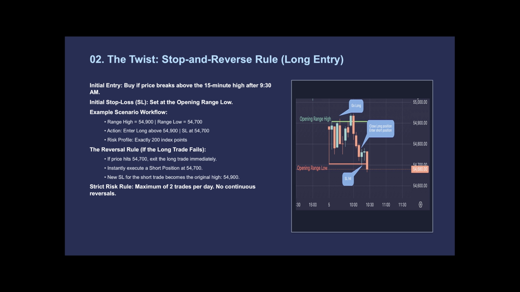If the short trade works, we hold it till the end of the day. If it fails and goes back above 54,900, we exit the short trade and stop trading for the day. There is no second reversal. This is very important. The strategy allows a maximum of 2 trades in a day: one initial breakout trade and one reverse trade if the initial breakout fails.